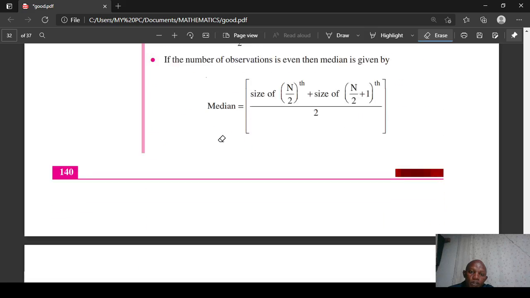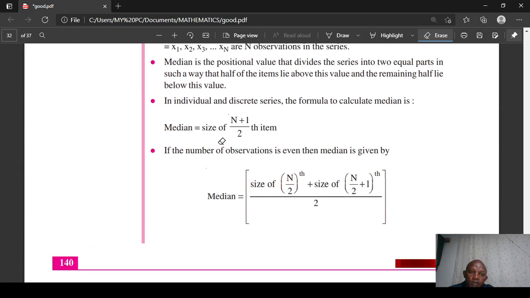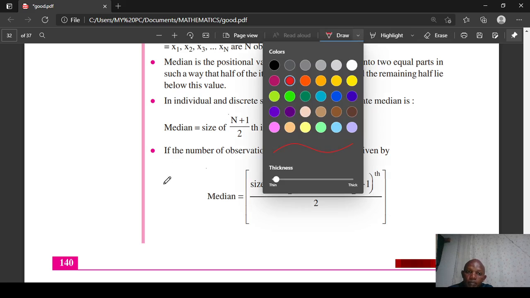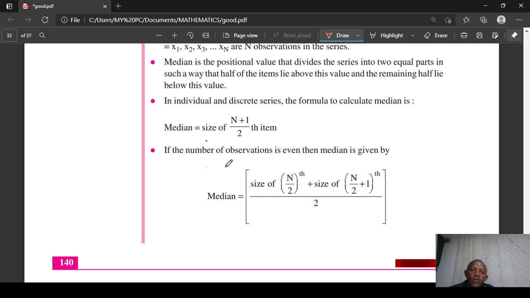We further went to look at computation of the median, and when calculating the median, we did say that the median is the n over 2 th item, and in case you have an even number of observations, then the median will be given by the average of the n over 2 th and the n over 2 plus 1 th items, and for odd observations it's just basically n plus 1 over 2, and that is for mere inspection.